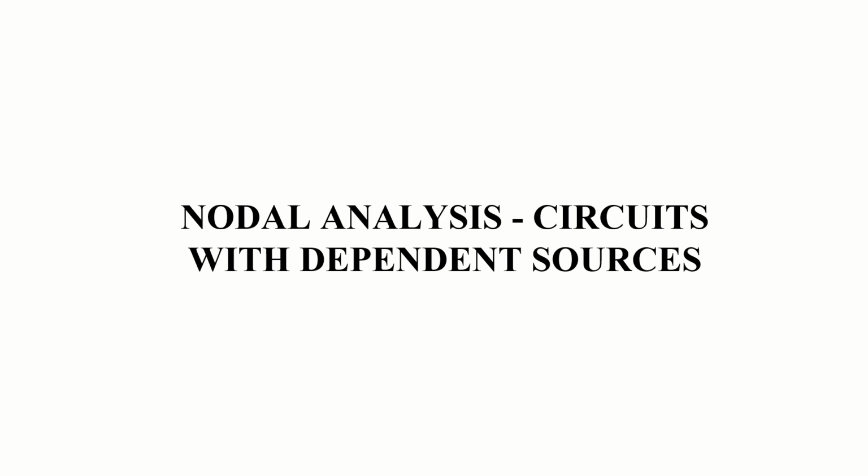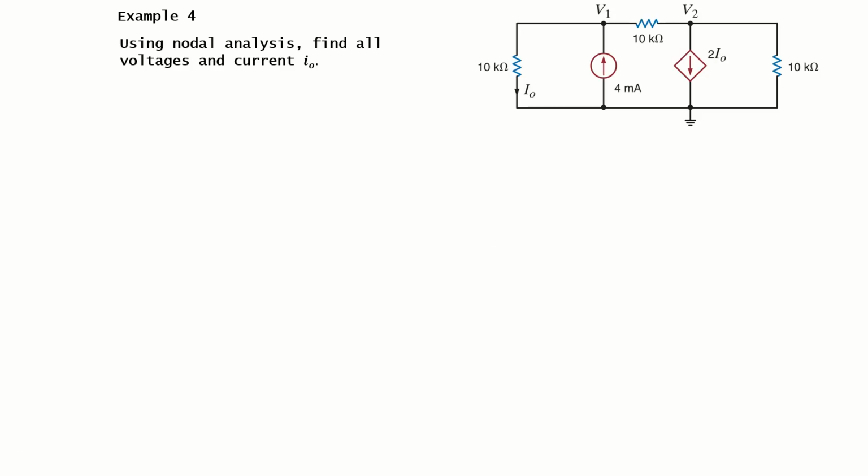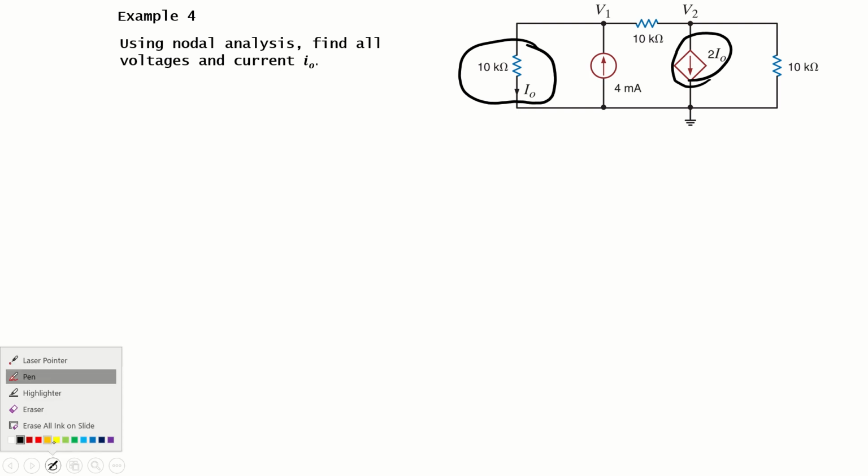So welcome back. We are looking at the circuits that have dependent sources, and we try to solve them using nodal analysis. The next example for this series is this circuit. In this circuit we have again a dependent current source, which is basically 2 times I naught, and I naught is the current that is flowing through this resistive branch of 10 kilo ohm. So we need to use nodal analysis to find all the voltages, which is basically V1 and V2 here, and the current I naught.